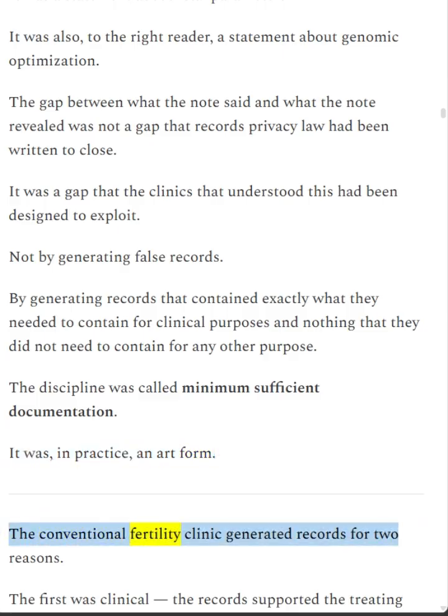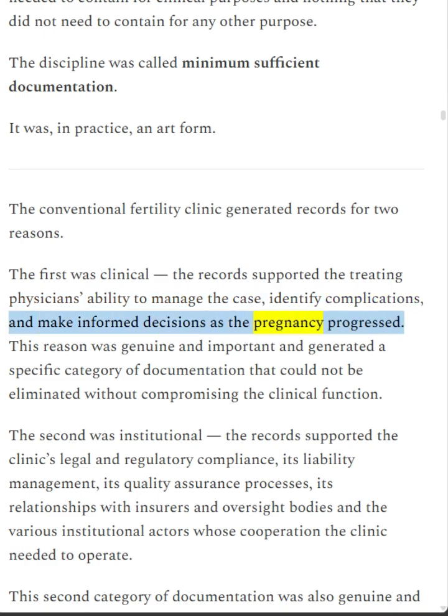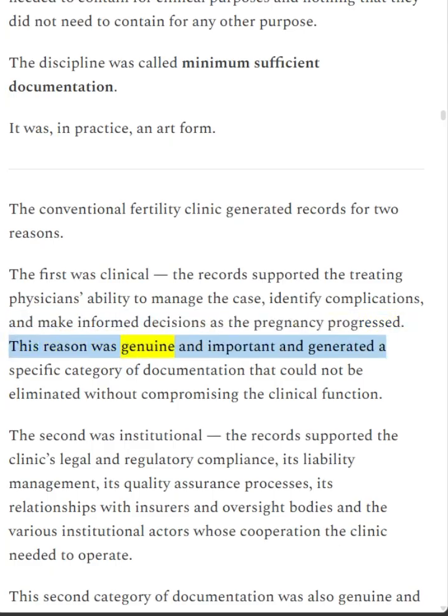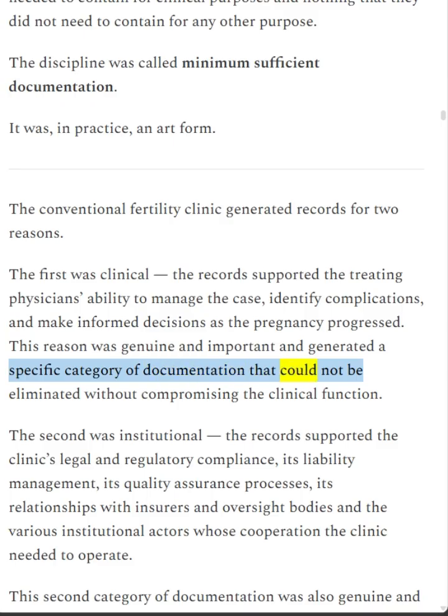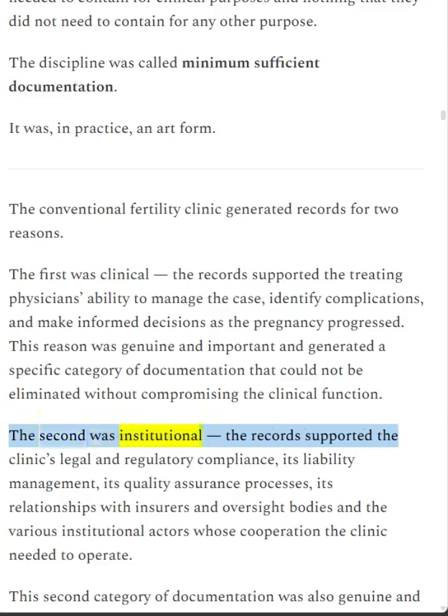The conventional fertility clinic generated records for two reasons. The first was clinical. The records supported the treating physician's ability to manage the case, identify complications, and make informed decisions as the pregnancy progressed. This reason was genuine and important and generated a specific category of documentation that could not be eliminated without compromising the clinical function. The second was institutional.